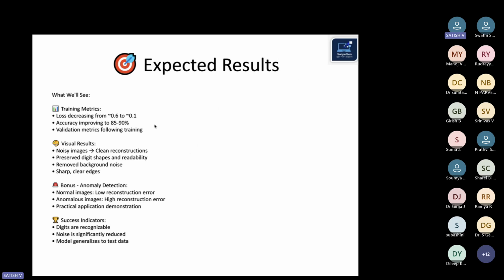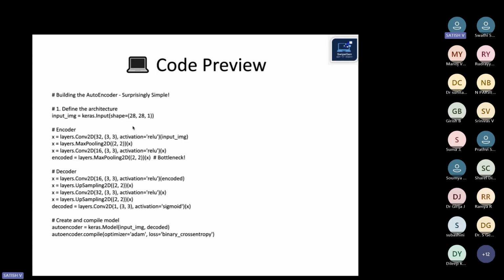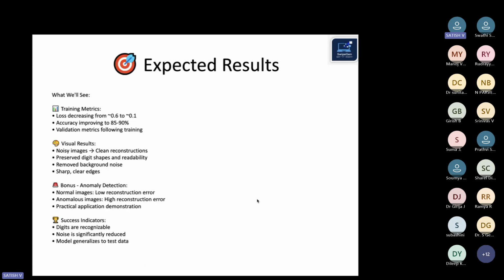So what would be our expected results out of it? Based on the training metrics, we should see the loss decrease from 0.6 to 0.1 with the use of Adam and binary cross entropy. We're going to validate all the training metrics too. As I told you, the visual results would be noisy images and clean reconstructions. We want to see the preserved digit shapes and readability, all those things. Next, in the normal images there should be low reconstruction error, and for anomaly images, high reconstruction error. All this we'll see practically.